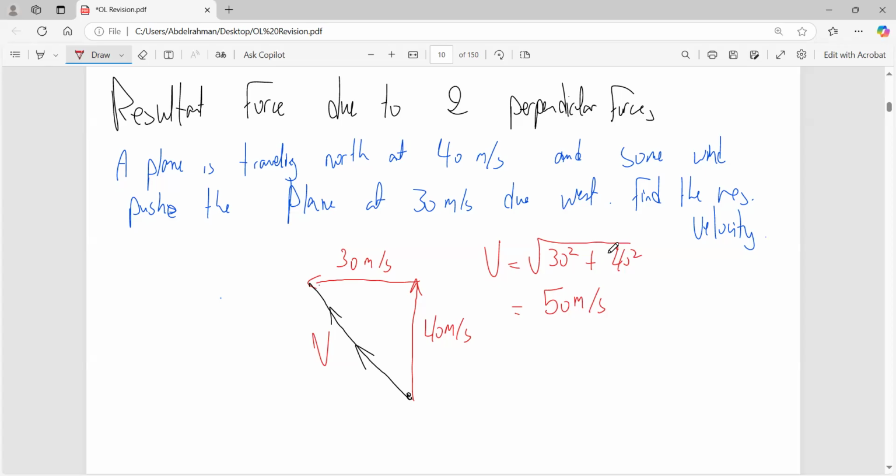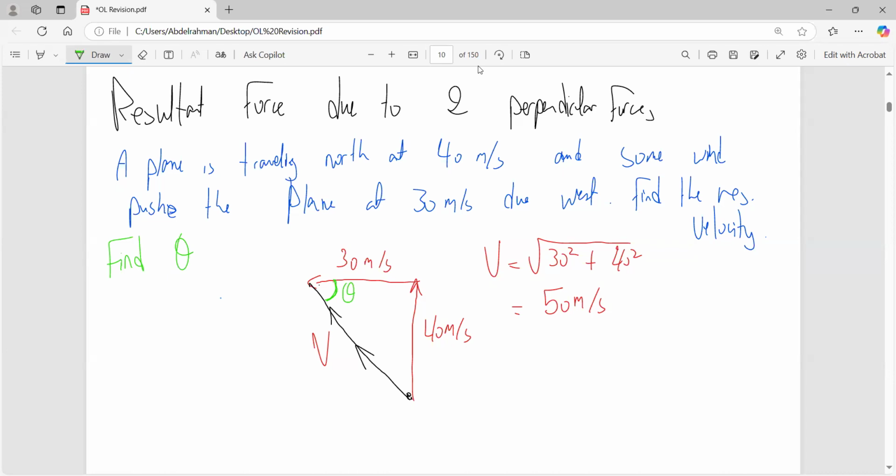Usually, in 99% of the questions, the direction is with respect to the horizontal. So he needs to find this angle. Let me use another color. He needs you to find this angle theta. So find theta. How can you find the angle? He won't say find the angle, he'll say find the direction. How can I find the direction theta?